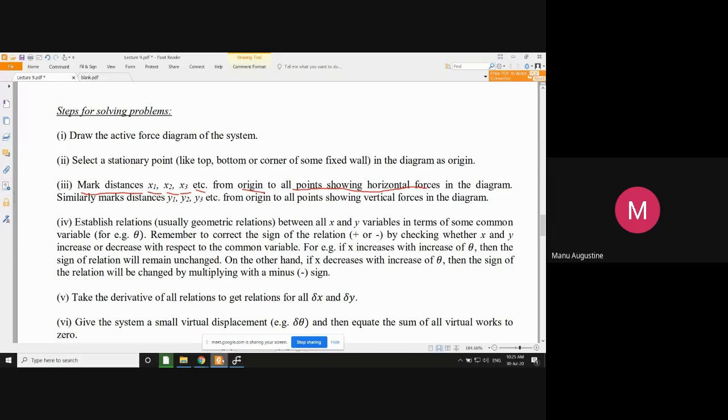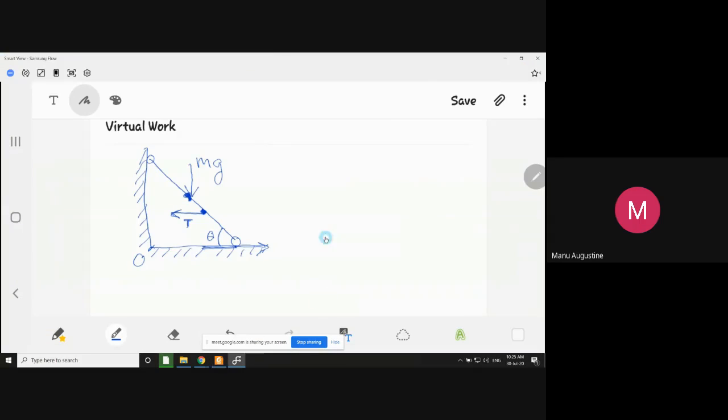So let us first see which are the horizontal forces. How many forces are there in total? There are only two forces. One is the tension and another is the weight, mg. And out of these two, only one is horizontal, and that is tension. So this step says if there are n number of horizontal forces, mark x1, x2, x3, xn as the distances from origin of all the horizontal forces.